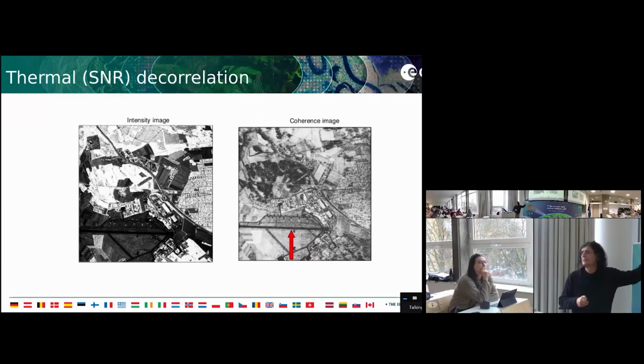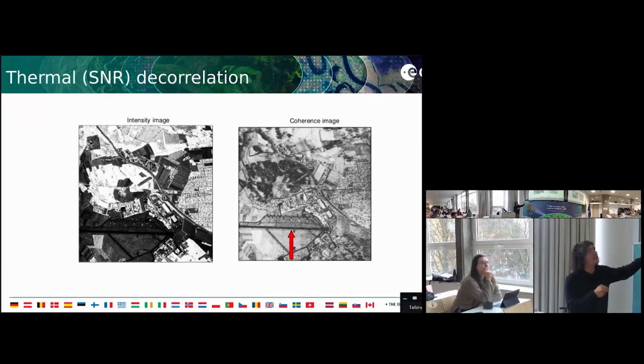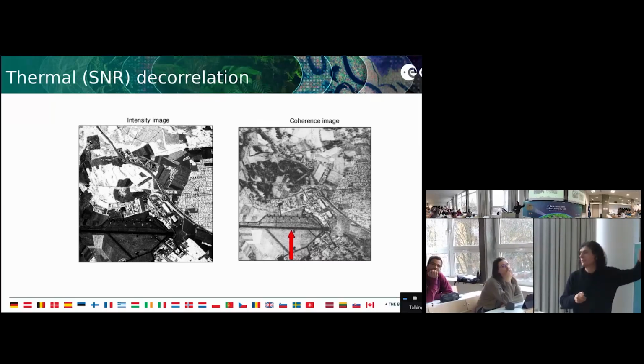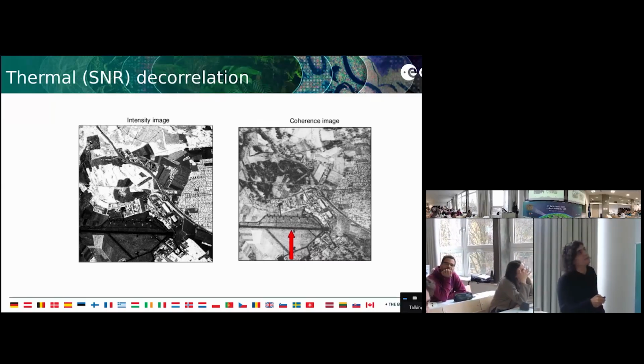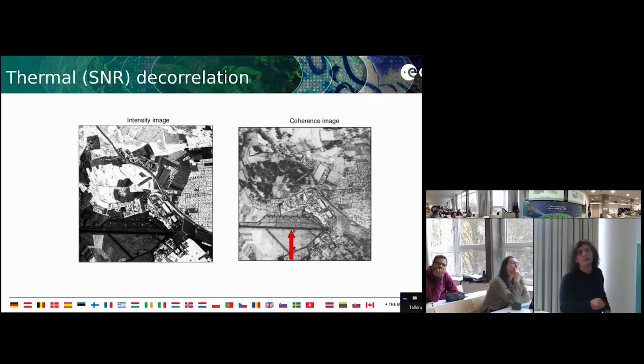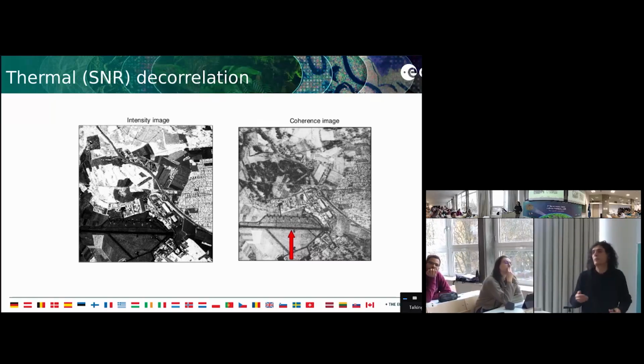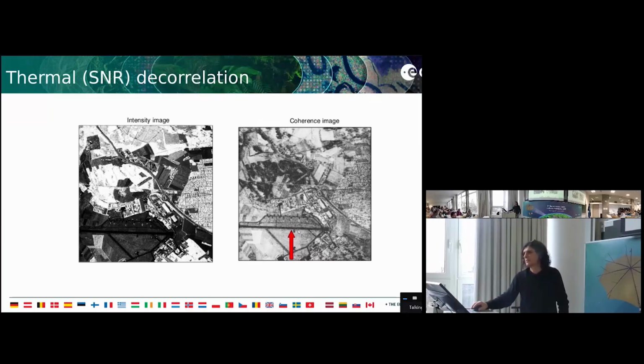Okay? This is due, in fact, this here is a good example of volumetric decorrelation because we are looking at a forest. Okay? But here on this part of the scene, we are dealing with SNR decorrelation, and you should recognize it in a SAR image. I think Francesco will give you some examples of this this afternoon during the practical.